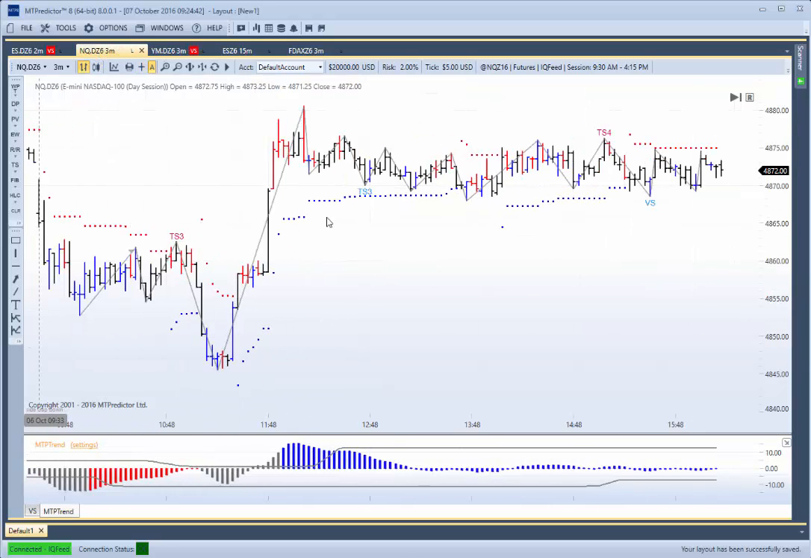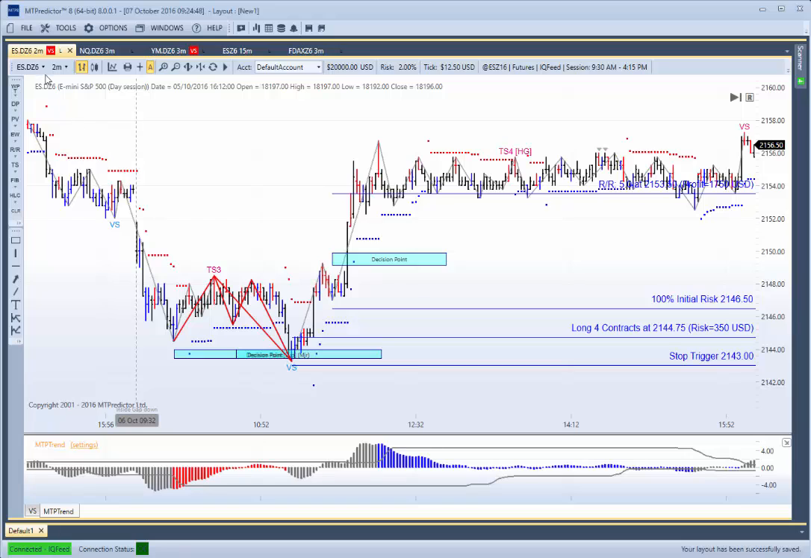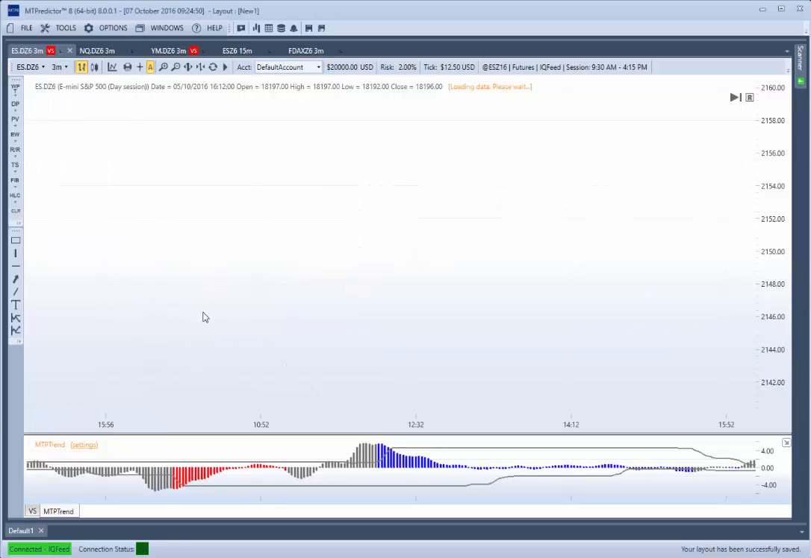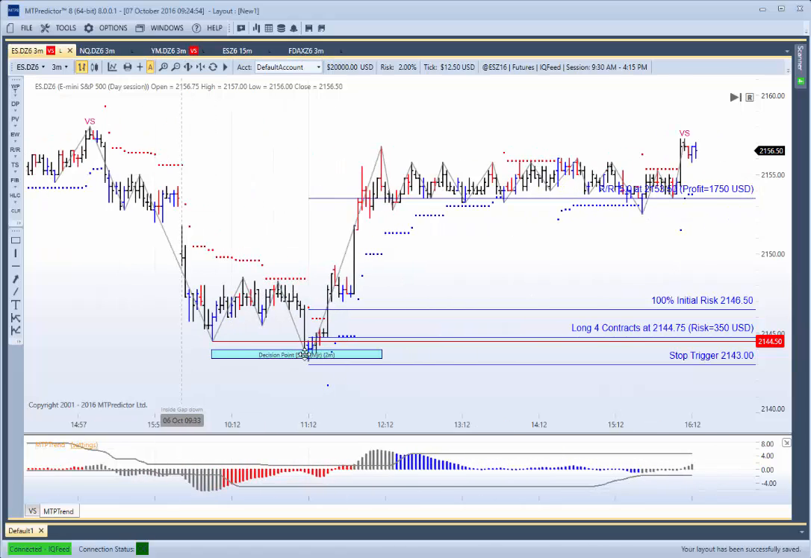As we've seen, there would have been a few trades of which you'd come out break even for the day. A frustrating day, I think. Or on the ES, again, if you were following just the 3-minute chart, you'd have had to know to look for this setup manually. But again, that's what MTPredictor is about.